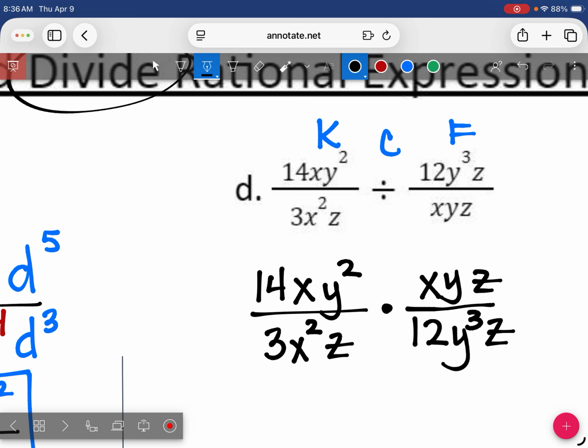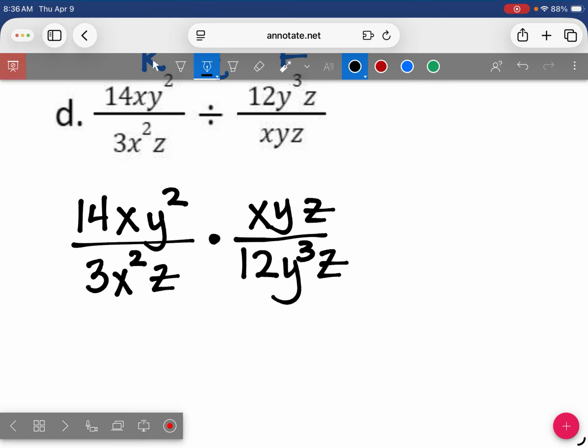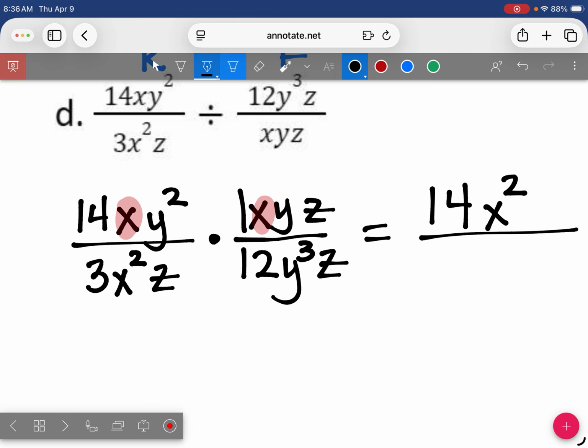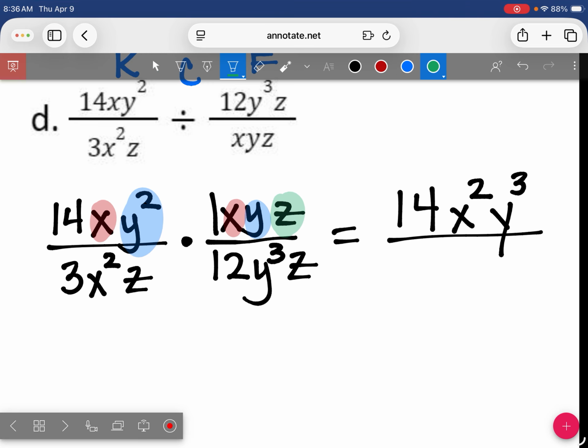All right, let's go ahead and finish it out. So when you go straight across, I have 14 times 1, which is 14. So I'm adding 1x and 1x. 1 plus 1 gives me 2. Then I'm looking at my y's. I have 2 over here, 1 over here. 2 plus 1 is 3. And then there's only one z. So we're going to put that at the end.